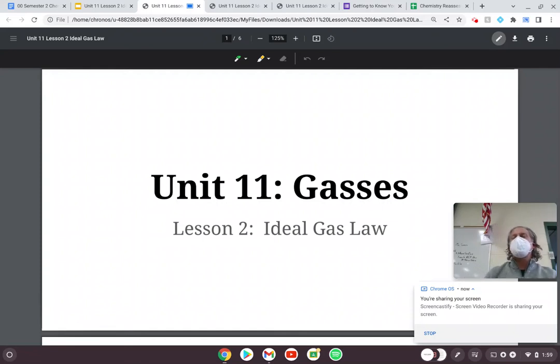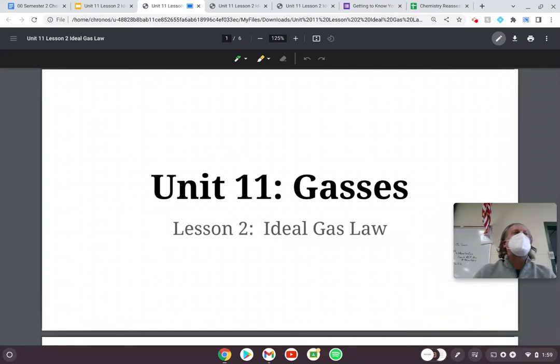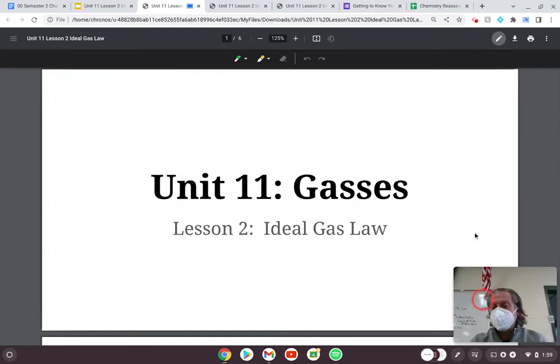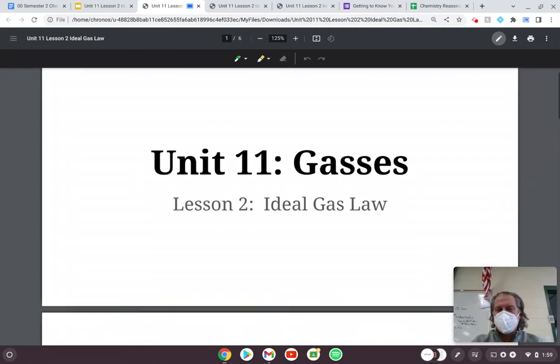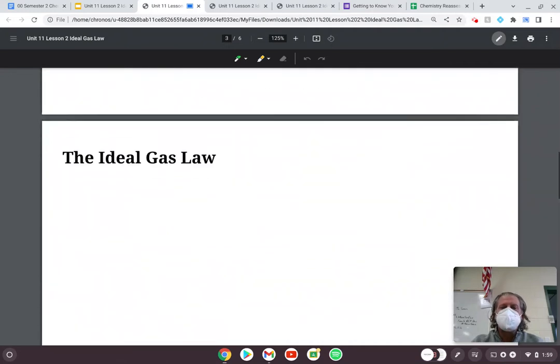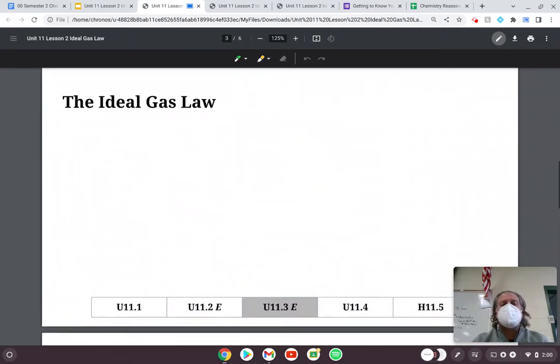Okay, so today's lesson is focusing on something that we call the ideal gas law. The ideal gas law is a basic algebraic expression that we are going to work our way through and do a few examples of today. So let's talk about the ideal gas law for a minute.